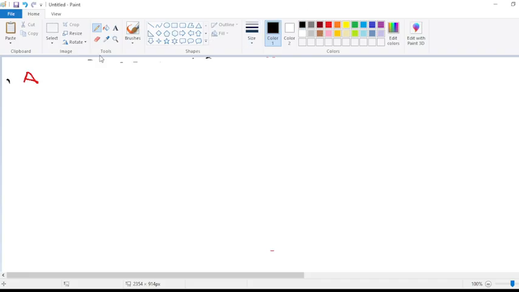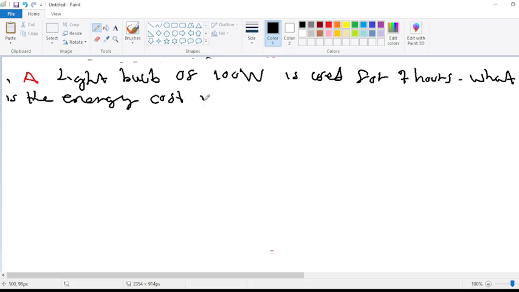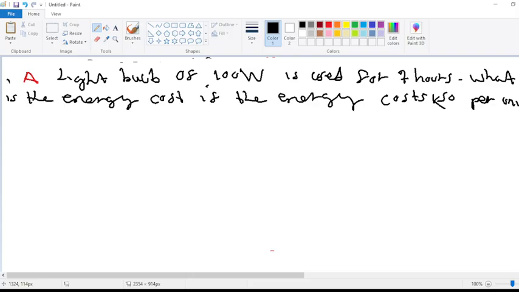Use a black pen. So a light bulb of 100 watts is used for 7 hours. So what is the energy cost if the energy costs 50 kwacha per unit? Okay, so it costs 50 kwacha per unit. So we have a light bulb of 100 watts used for 7 hours. What is the energy cost if the energy costs 50 kwacha per unit?